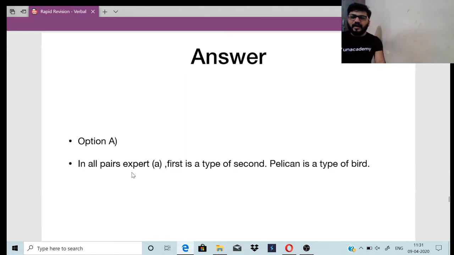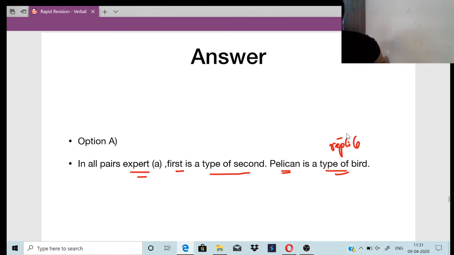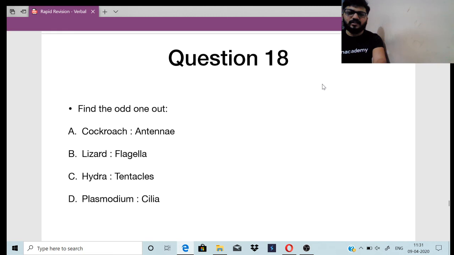Option A. In all pairs except A, first is a type of second. Pelican is a type of bird. It is not a type of reptile. Understood? Yes. 2 more questions.